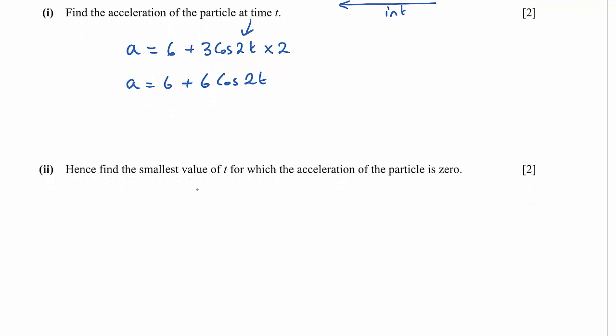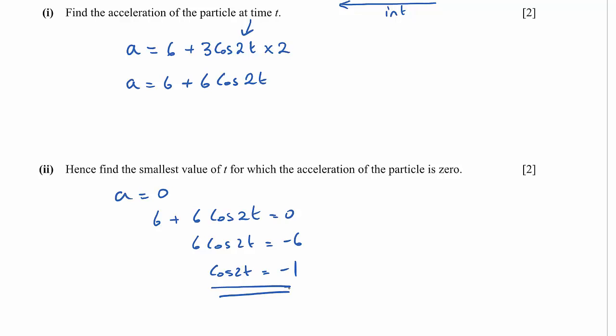Hence find the smallest value of t for which the acceleration of the particle is 0. So if a is equal to 0, that means 6 plus 6 cos 2t equals 0. So 6 cos 2t equals negative 6, and so cos 2t equals negative 1. Now, you can use the calculator for this, but you should know the standard values of cosine. Think about the cosine graph.